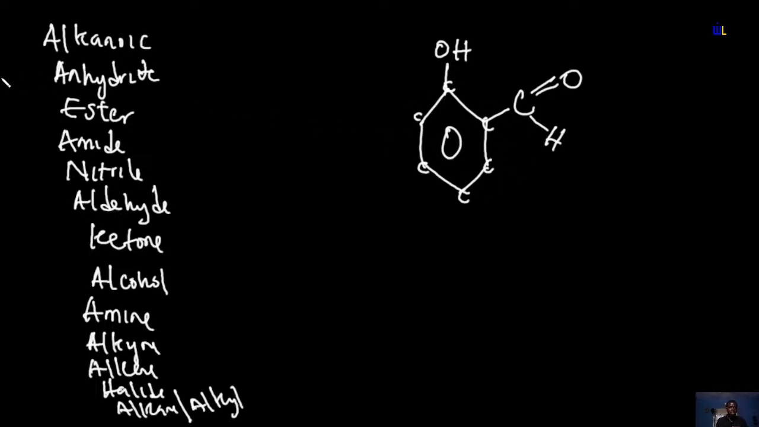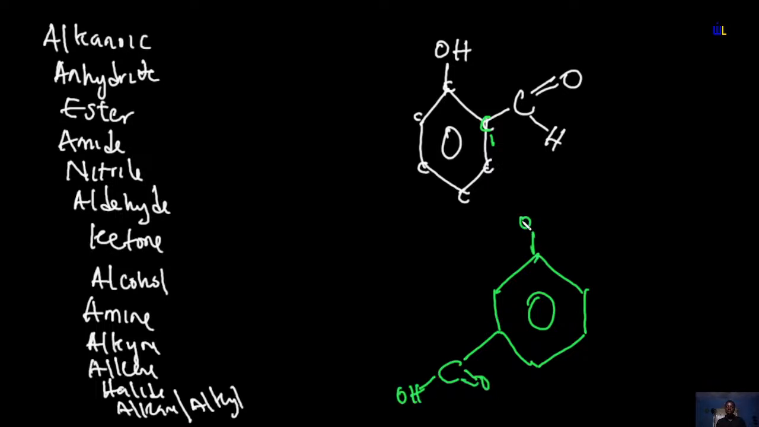So if I'm to give a number, this particular carbon that has the highest functional group will have the number 1. If I draw another structure, for instance, I have this. Don't mind my horrible structure. And then here I have COOH.